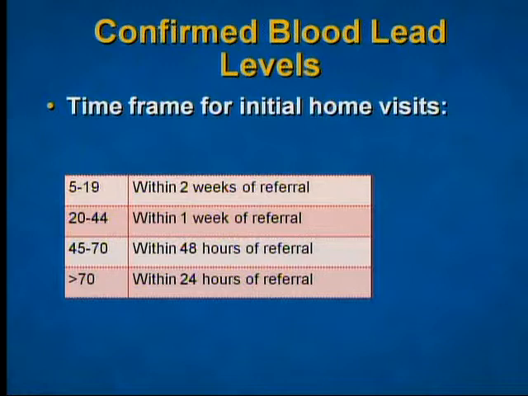On this slide, you will see the time frame for initial home visits. This is also a change because we don't start at 10 anymore. We start down at 5. So from 5 to 19 is within 2 weeks of referral, you need to be making that home visit. The higher the level of the lead, the greater the risk for the child. So as the lead levels go up, the sooner you need to get out there on the home visit. And that goes down to the bottom there, where if you have a 70 or greater, you have to be there within 24 hours of referral.